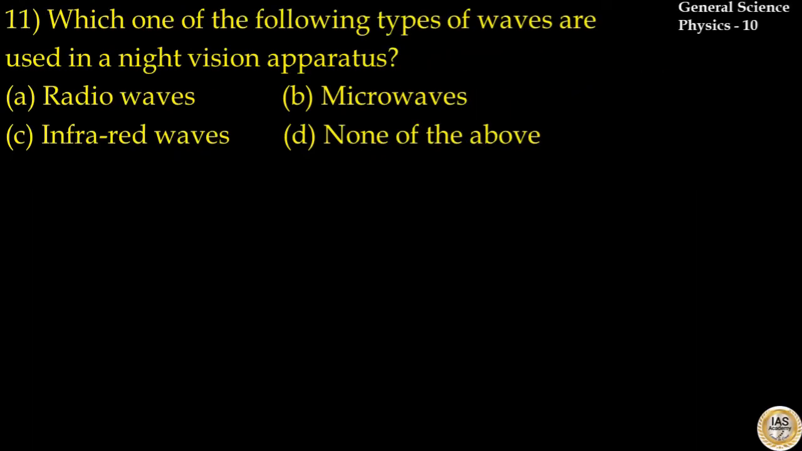Question number 11. Which one of the following types of waves are used in night vision apparatus? Option A, radio waves. Option B, microwaves. Option C, infrared waves. Option D, none of the above. The answer to this question is option C, infrared waves.